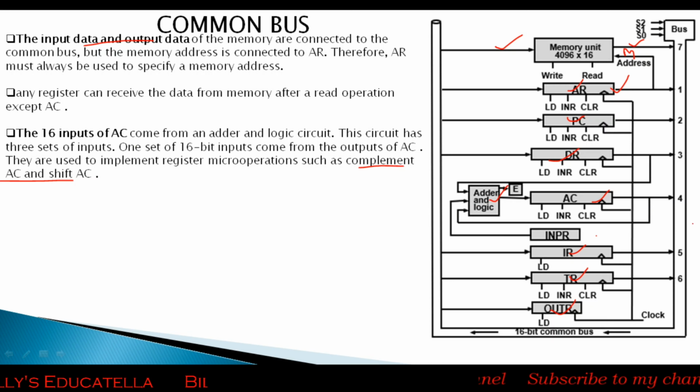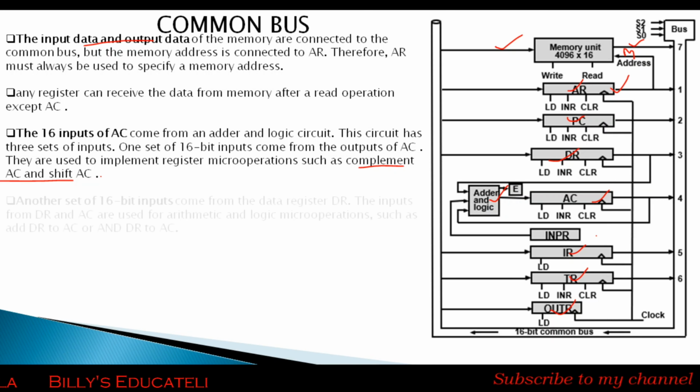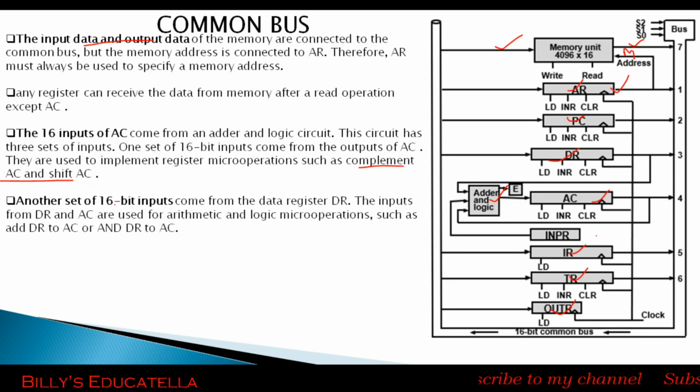I think you understood that the output of the accumulator is connected to the adder and logic, because to perform the register micro operations such as complement and shift AC. And another set of 16-bit inputs comes from the data register DR. The inputs from the data register and accumulator are used for arithmetic and logical micro operations.